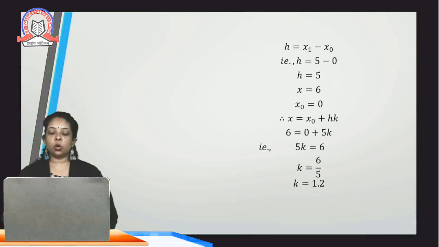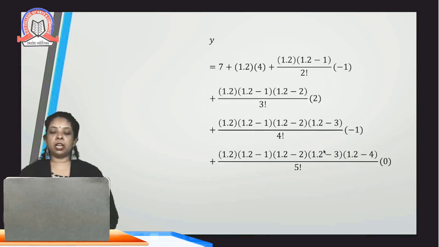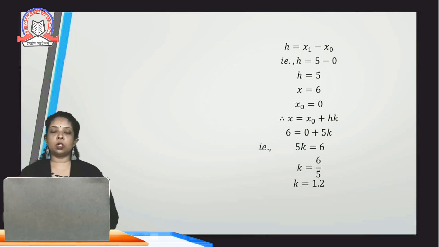So we are going to substitute all these three values into the equation of x = x0 + hk. So we are getting x, which is 6, is equal to 0 + 5k, so 5k is equal to 6, and we can calculate k is equal to 6 upon 5, which is equal to 1.2.